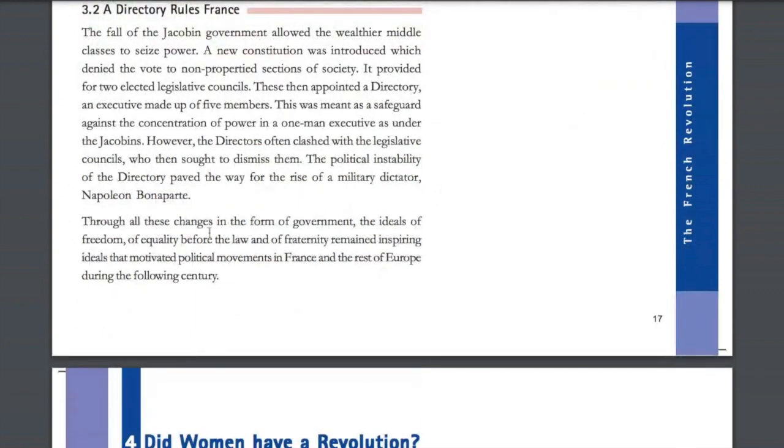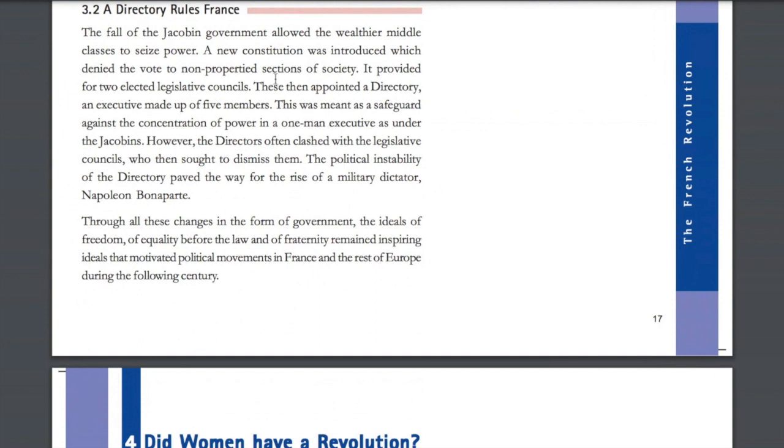So Napoleon Bonaparte was a military dictator. So he brought about dictatorship. Through all these changes in the form of government, the ideals of freedom, equality before the law and fraternity remained inspiring ideals that motivated political movements in France and the rest of Europe during the century.